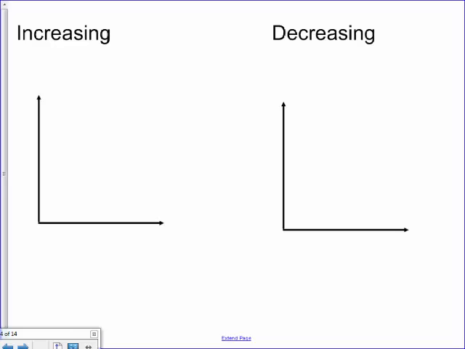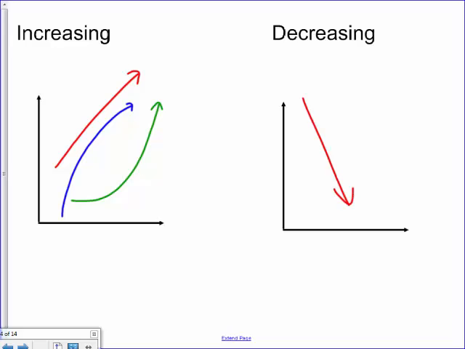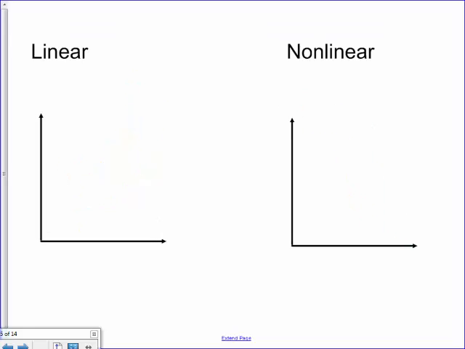Increasing, well, you could have a straight line. You know, that's increasing. You could have a curved line that's increasing rapidly. You could have a curved line that's increasing slowly. Okay, lots of different things. Decreasing, same thing. I could have a straight line. I could have it decreasing more quickly, or I could have it decreasing more slowly. Lots of different things with curves. Linear, nonlinear, well, linear is a straight line, whether it's increasing or decreasing. Nonlinear, any type of curve to it would be nonlinear.